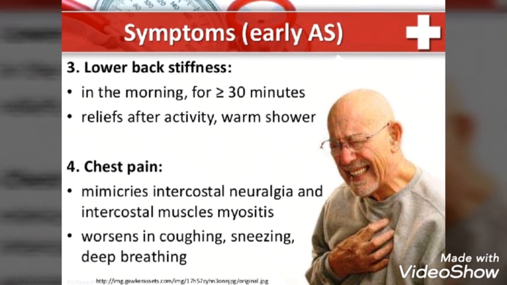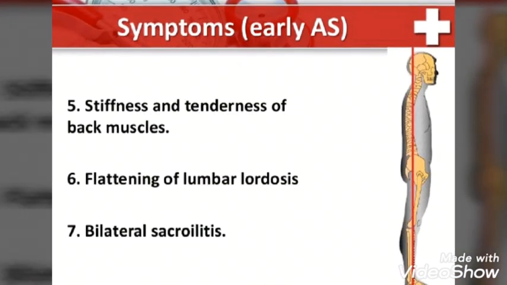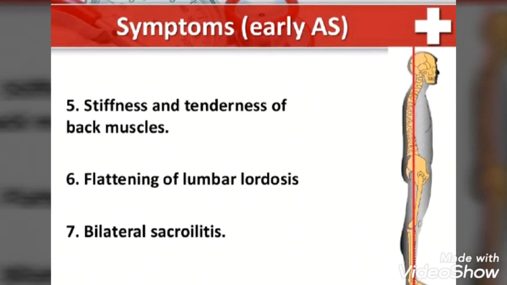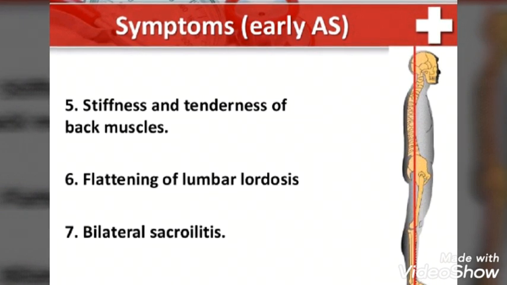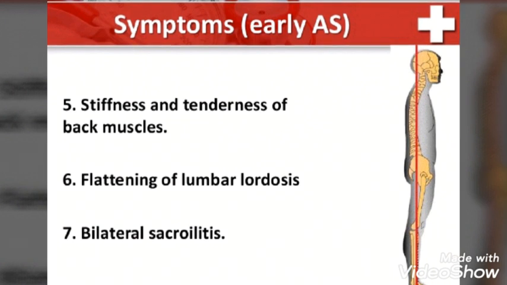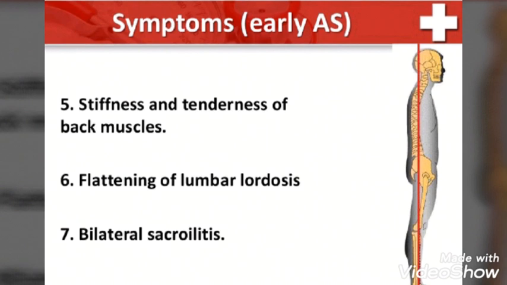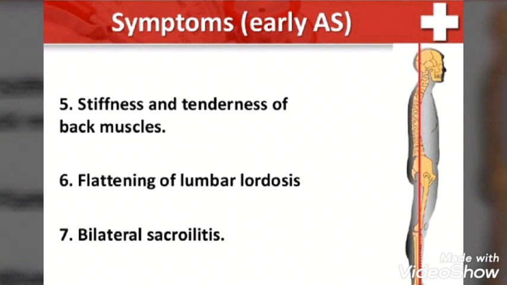Then chest pain will be there. Then you can see stiffness and tenderness of back muscles. So mainly it is related to your back, so most symptoms will be related to your vertebral regions. Then you will be seeing flattening of the lumbar lordosis, then bilateral sacroiliitis. These are the early symptoms you are going to notice.